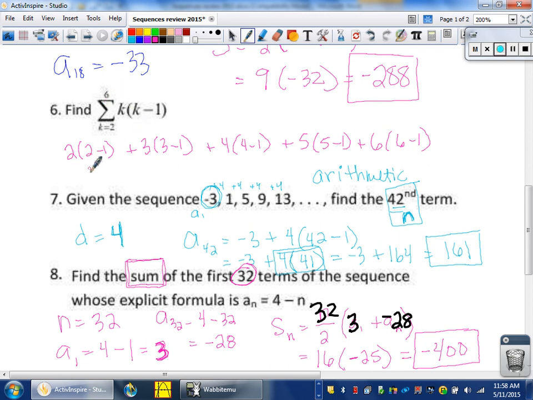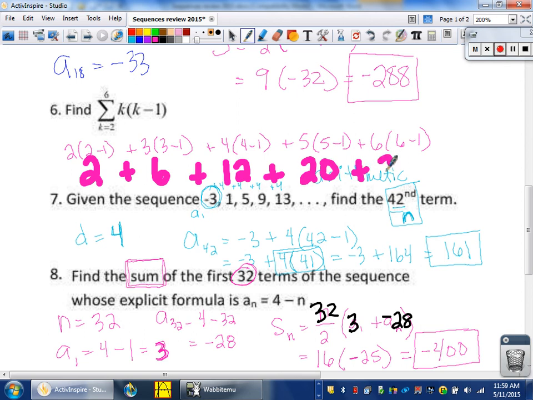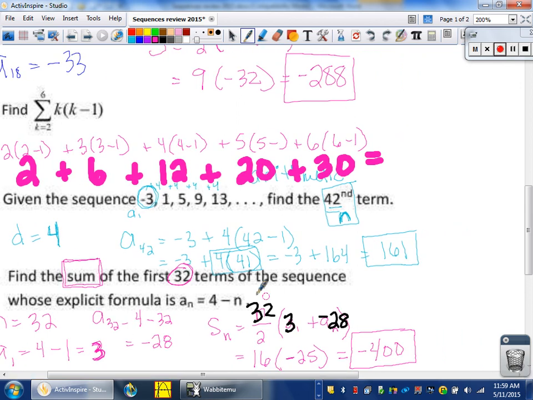So 2 times 1 is 2. Plus 3 times 2 is 6. Plus 4 times 3 is 12. Plus 5 times 4 is 20. Plus 6 times 5 is 30. So 2 and 6 is 8. 8 and 12 is 20. 20 and 20 is 40. 40 and 30 is 70.